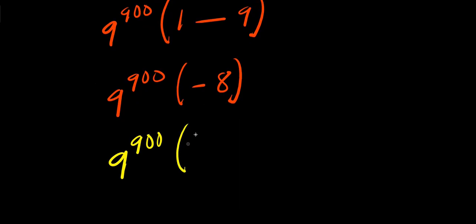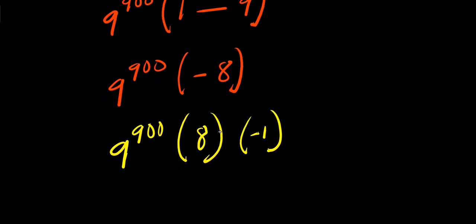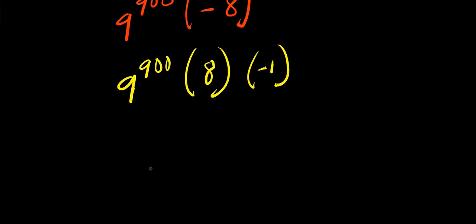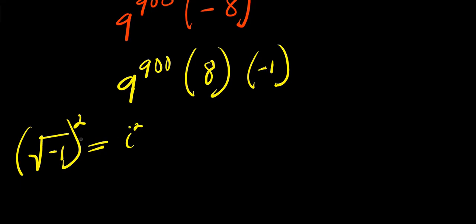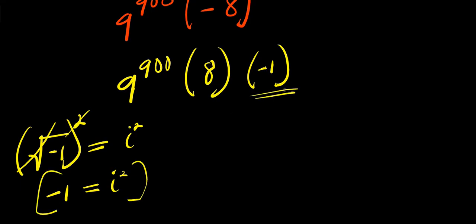I have 9^900 times negative 8, which is 8 times negative 1. At this point, I'm going to apply this identity: if you have the square root of negative 1, this equals i. If you take the square of both sides, negative 1 equals i^2. So I have 9^900 times 8 times i^2.